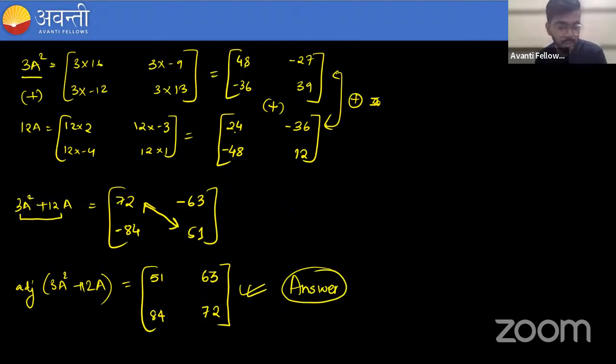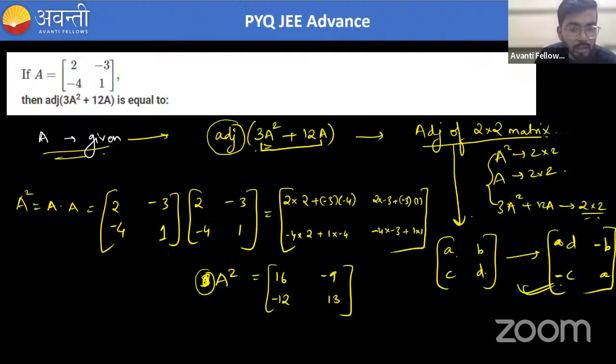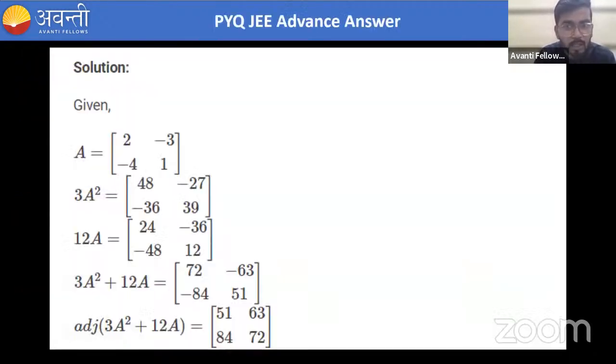I hope this question is clear to you all. Compared to the previous question, this was easier, but here only calculation was required, and you had to find out the matrix 3A square plus 12A by putting in some arithmetical effort. So this question is done. Let us move forward with another question.